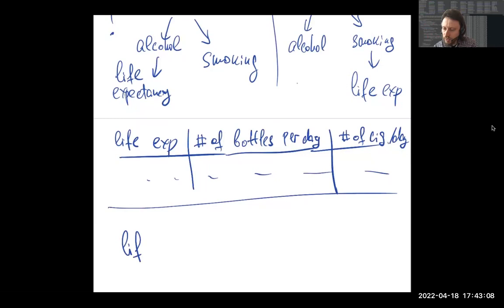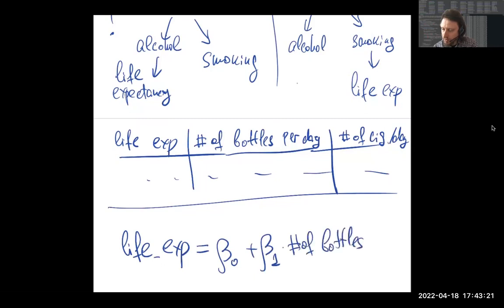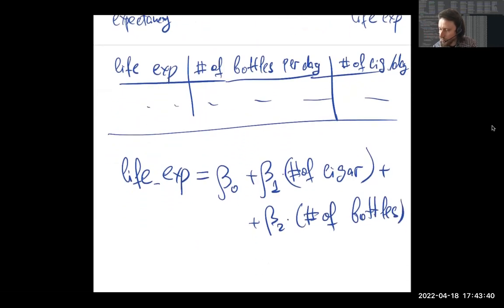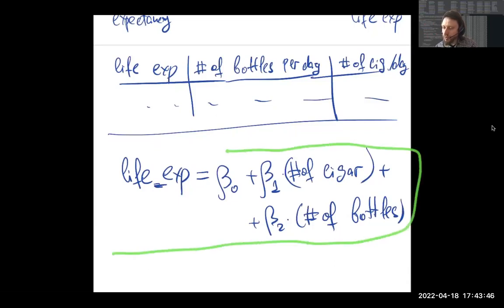We can consider a new regression where we have life expectancy as a function now of two other factors. So number of bottles. Beta one previously was number of cigarettes, so let us keep it this way: number of cigarettes plus beta two times number of bottles. So you see that this is a new model.